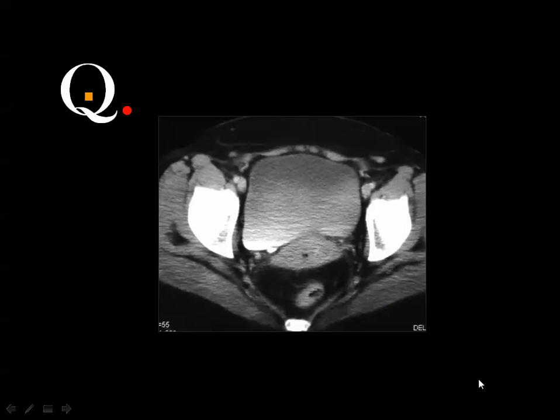Then here you can see this is the right ureter entering the urinary bladder, and this is, of course, the cervix. And this is not the prostate. The prostate is inferior to the urinary bladder, while the cervix is posterior to the urinary bladder. And here is the rectum, and this is the urinary bladder.